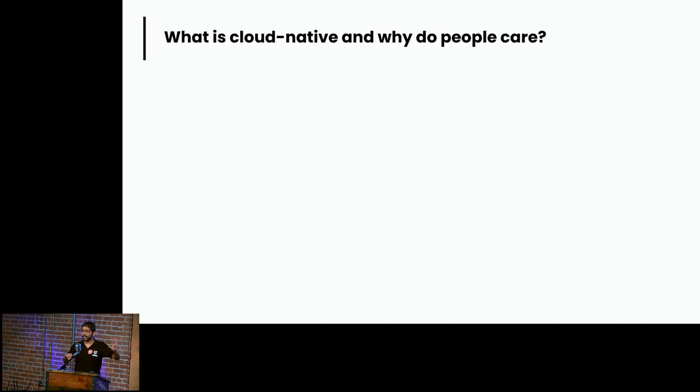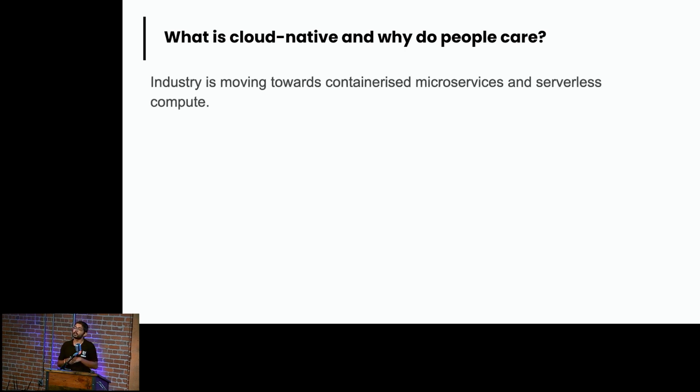So on the other side, while this whole GraphQL thing is happening, a lot of other people are doing this whole cloud-native thing, right? So what is this cloud-native thing? The cloud-native thing is basically this movement towards first-class containerized microservices and serverless compute. And these are not two independent things. It's a spectrum, right?